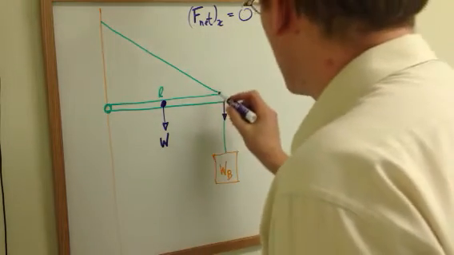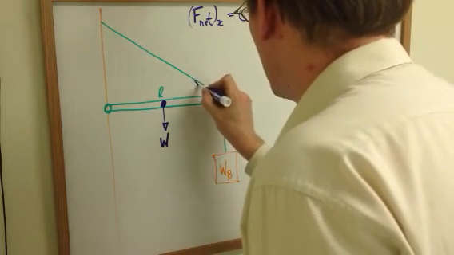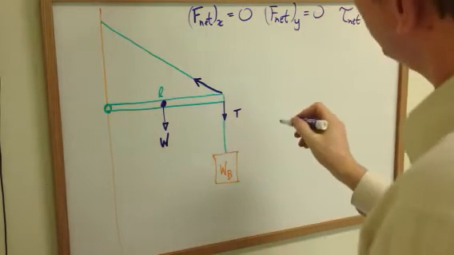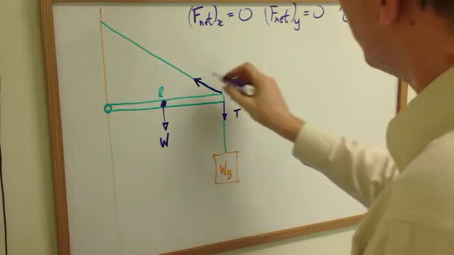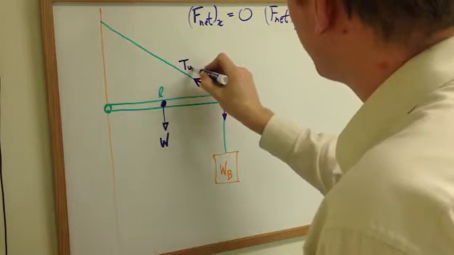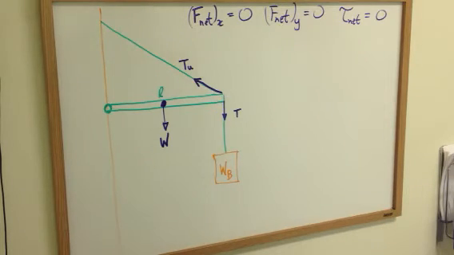On the other hand, this wire is holding this whole beam up. So there must be a tension in this wire as well. So I'm going to call this tension up. There's a tension up here.